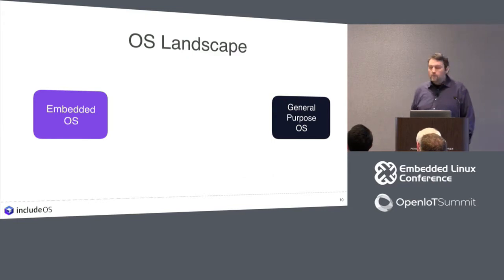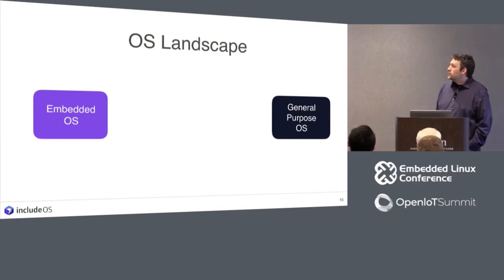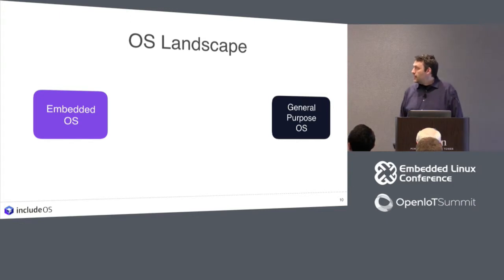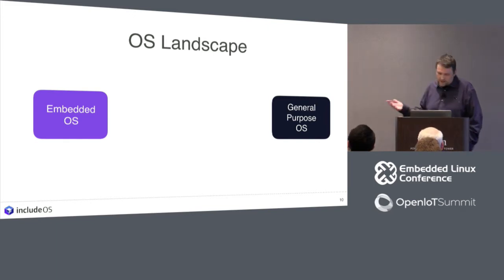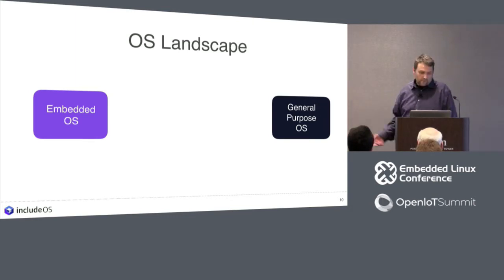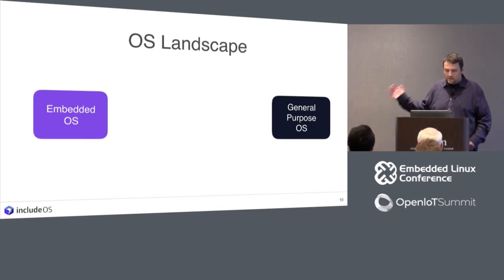Okay, let's go for an overview of the operating system landscape. Back in the good old days, we had two main types of operating systems. We had the embedded operating systems and the general purpose operating systems. They were quite distinct, so they are drawn quite far apart here just to indicate that they did not really speak the same language.